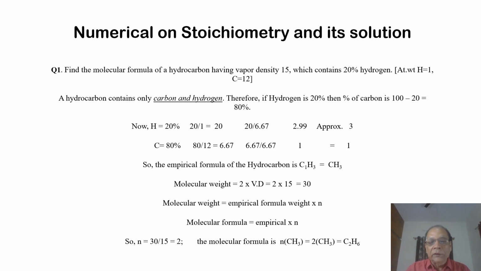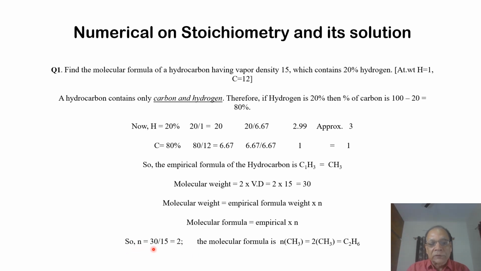Now, molecular weight equals twice vapor density. And the vapor density given here is 15. So 2 into 15 equals 30. Molecular weight equals empirical formula weight into a number, and n equals 1, 2, 3, 4, 5, whatever it is. But it should be a whole number. Therefore, the molecular formula is equal to empirical formula into n.